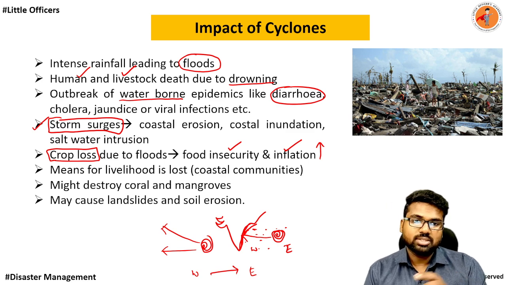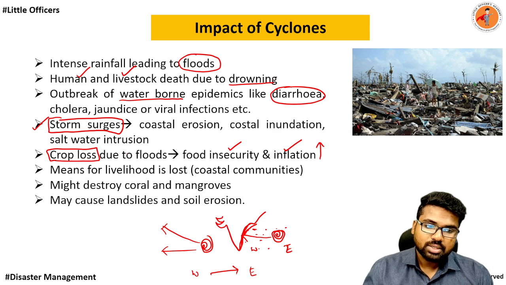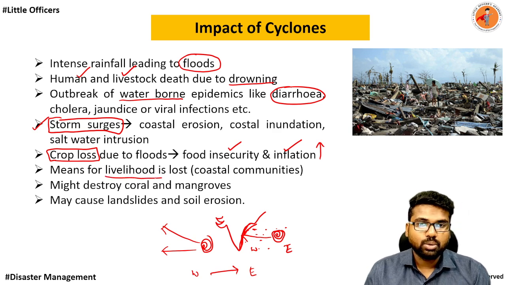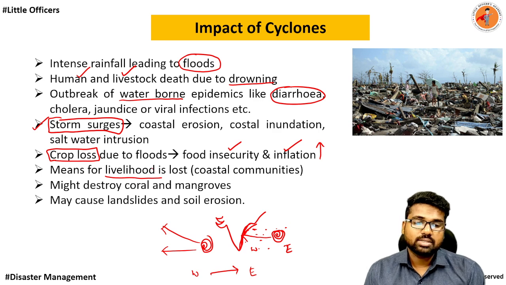So storm surge can happen, or the means of livelihood for the locals, particularly the coastal communities, will be lost.